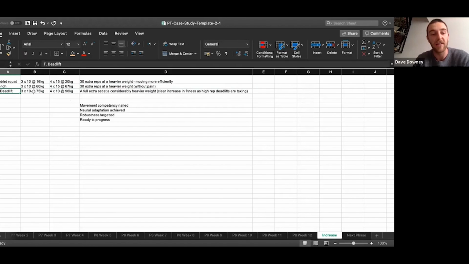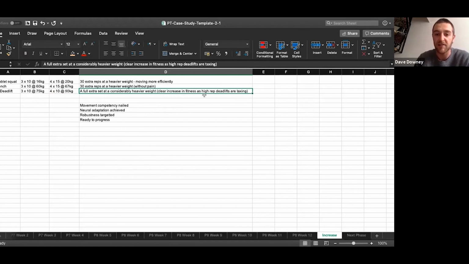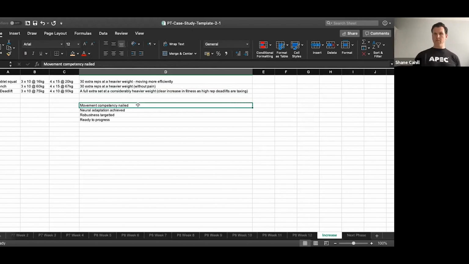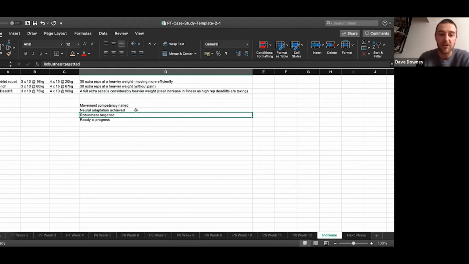And then the deadlift, 3 by 10 at 75 is what we started at. We ended at 4 by 10 at 90, which is a full extra set at a considerably heavier weight. But what we're really targeting there is a clear increase in his fitness, as high rep deadlifts are quite taxing on the energy system. So we've got movement capacity nailed, neural adaptation achieved, robustness targeted, and then a readiness to progress. So you've seen a full outline there of how things actually go on the sensation phase.